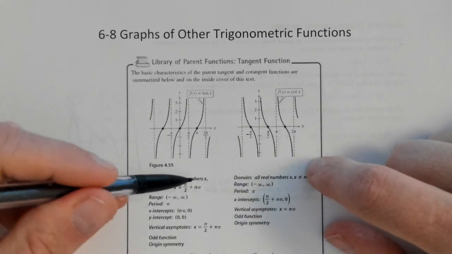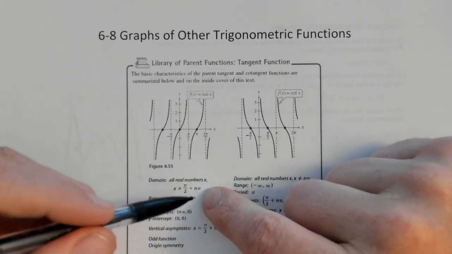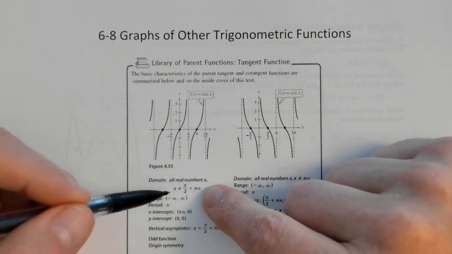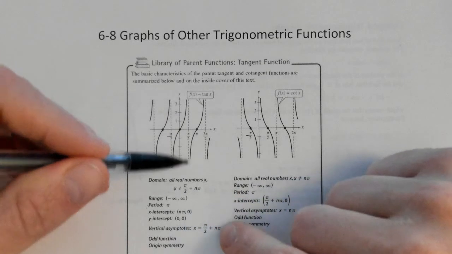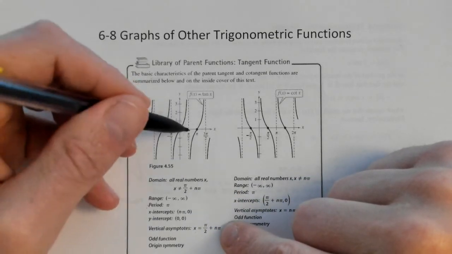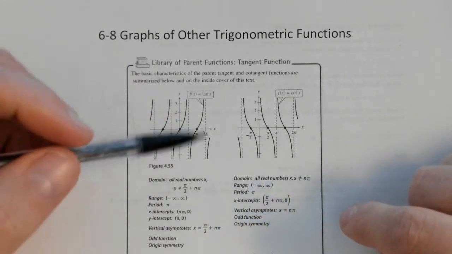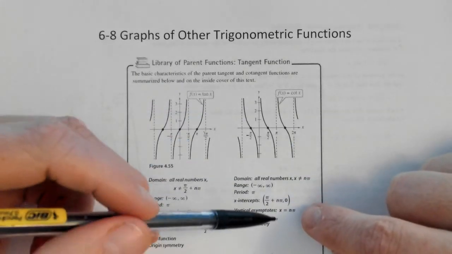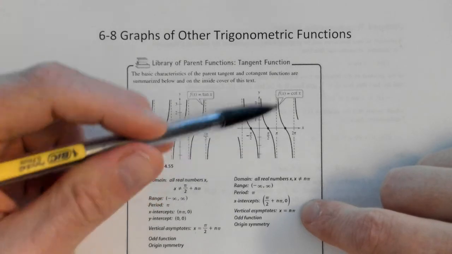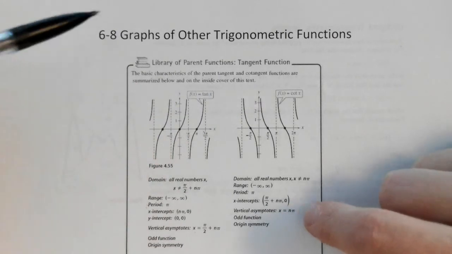The domain is all real numbers for tangent, except multiples of pi plus pi over 2, because that's where the vertical asymptotes occur, right? And of course, those values would be out of the domain. And on cotangent, it's the same idea except without the plus pi over 2, all right? Because the asymptotes will shift when you go to cotangent.